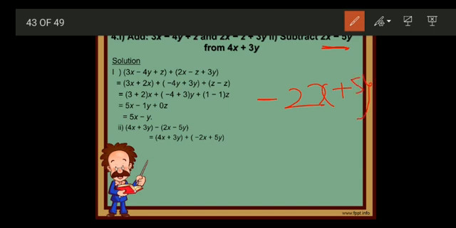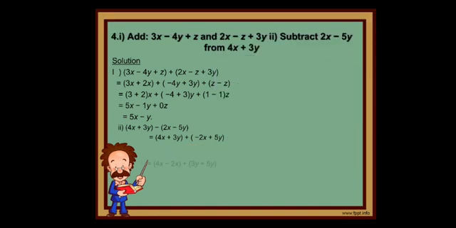Okay. So with this 4x plus 3y, add this thing. So 4x plus 3y plus minus 2x plus 5y. Okay. So now group the like terms: 4x minus 2x plus 3y plus 5y. 4x minus 2x will be 4 minus 2 into x. 3y plus 5y will be 3 plus 5 into y. 4 minus 2 is 2. So 2x plus 8y. Okay.